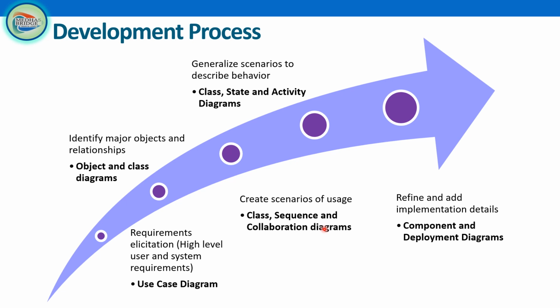Once we have the scenarios, we generalize the scenarios to describe the behavior of the system. Make use of class, state, and activity diagrams. Then what we should do is refine and add more implementation details. What we use here are component and deployment diagrams. Likewise, UML modeling is helping us in the software development lifecycle in designing a system.